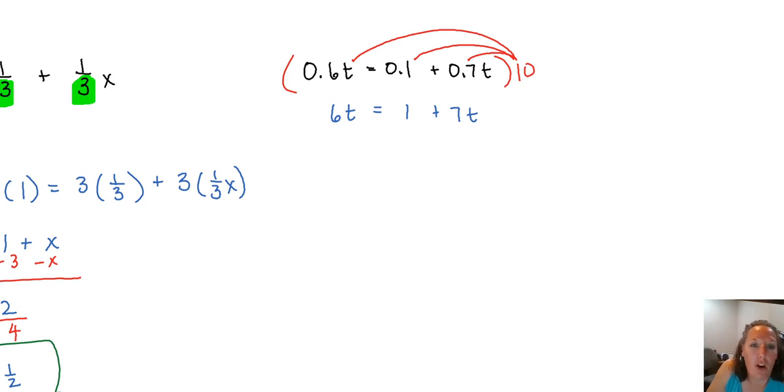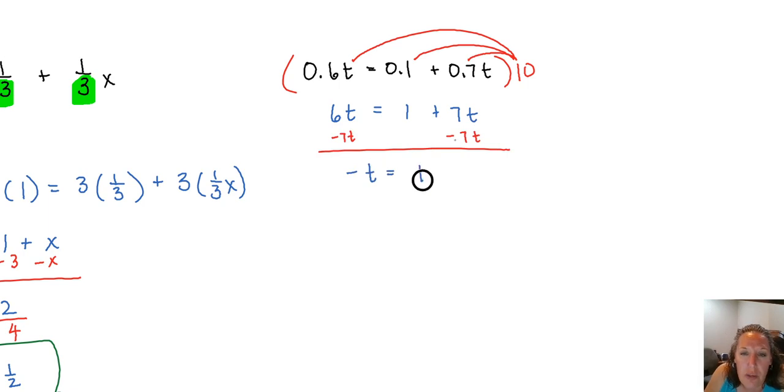And we want to get all of our t's on one side, so I'm going to subtract 7t from both sides. And when I subtract that, we get negative t on the left, and then we get 1, and our 7t's add to 0. And then we can divide everything by -1, and we get t is equal to -1. Before we say that's our solution, let's go ahead and check.